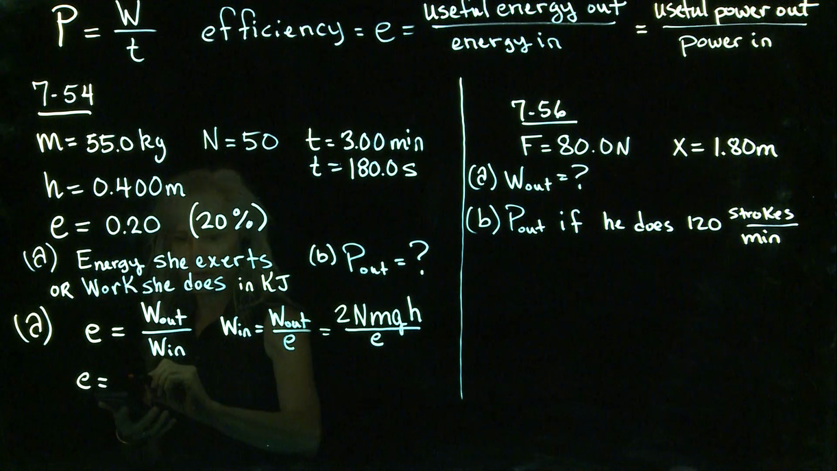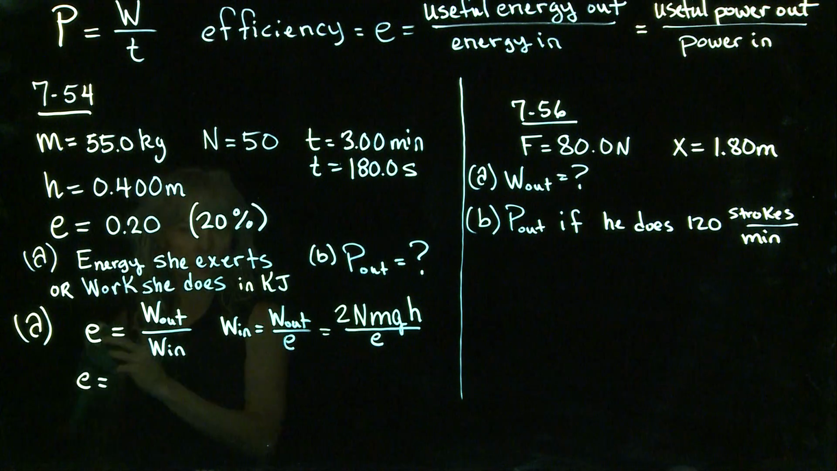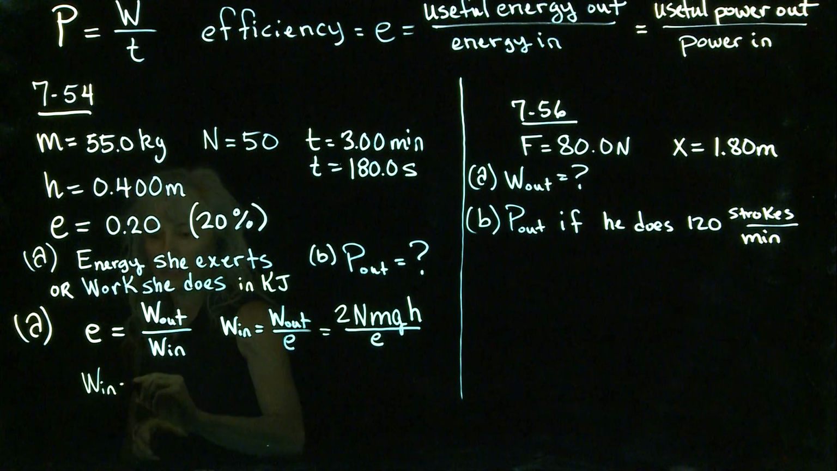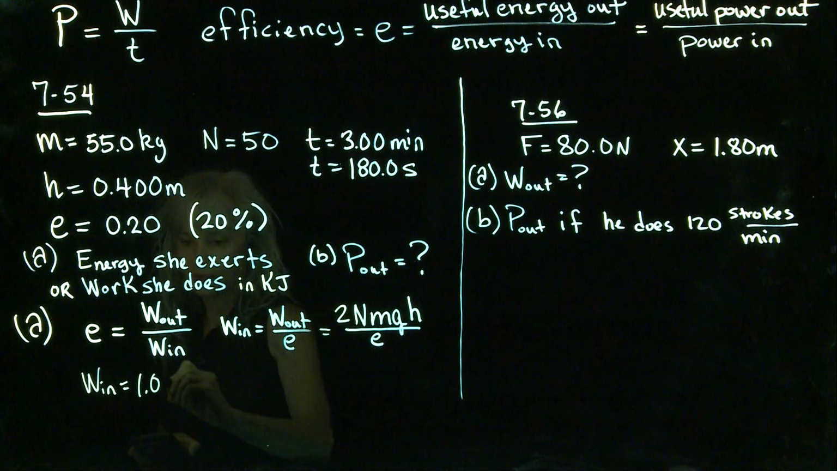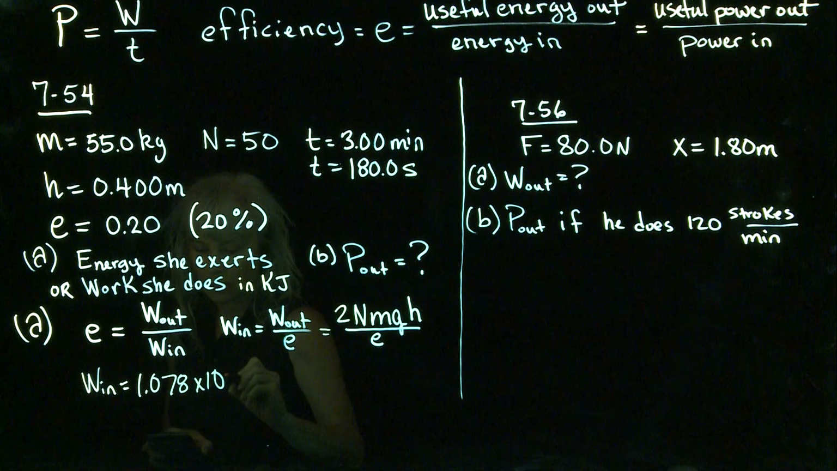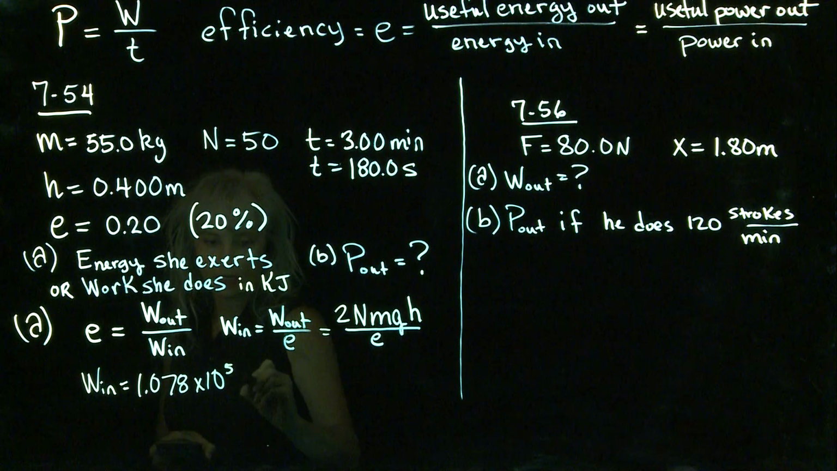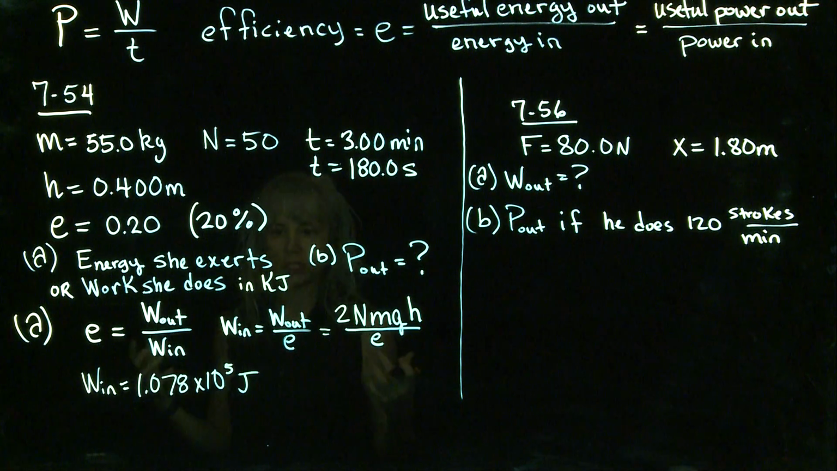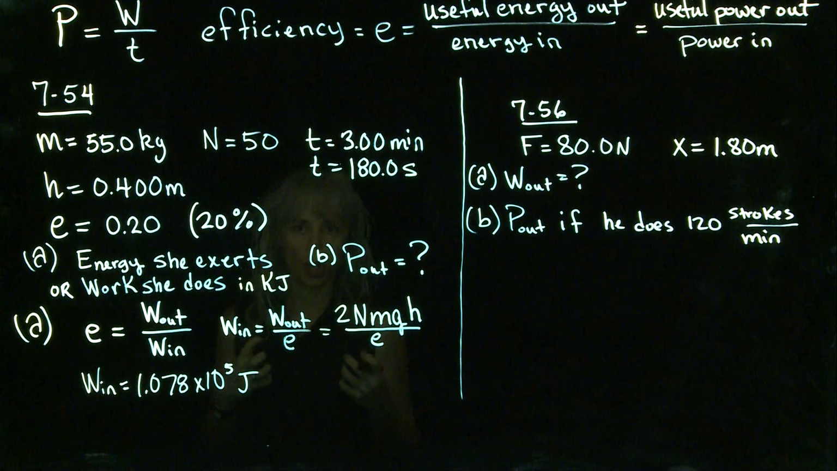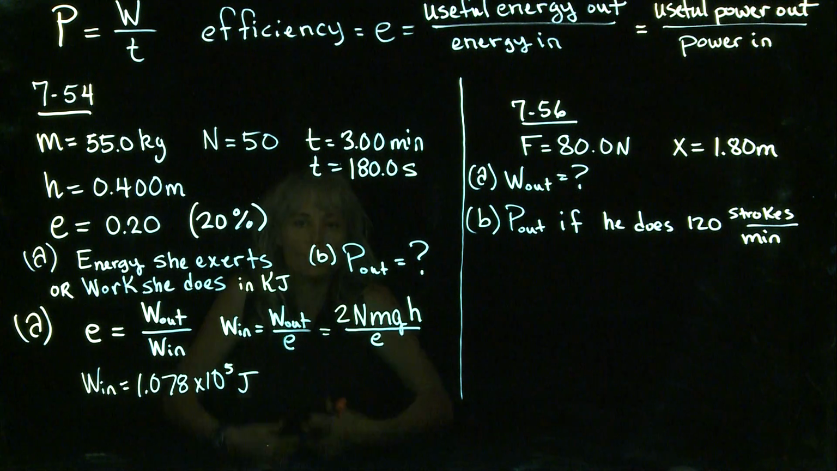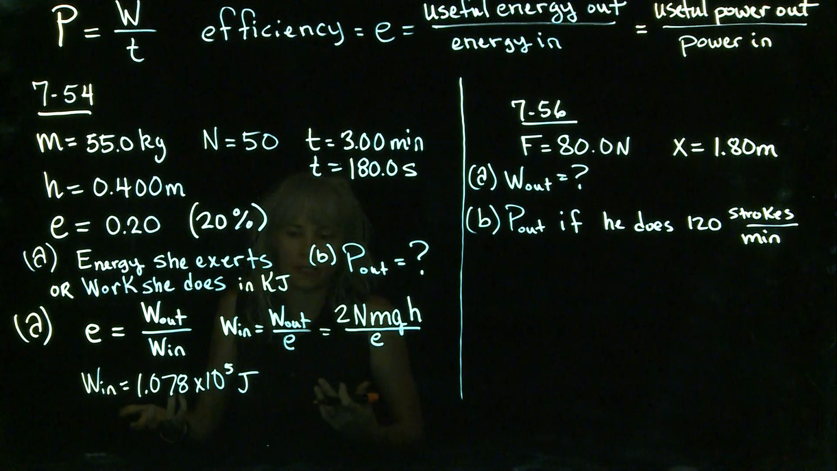So this number gives us, and sorry, this isn't efficiency, this is work in. So the work in is going to be equal to 1.078 times 10 to the 5th, and this is going to be units of joules. And so this is the total energy keeping her going. Again, this is the energy going to keeping her brain functioning, to keeping her organs functioning, and to moving her center of mass up and down as she does these deep knee bends.